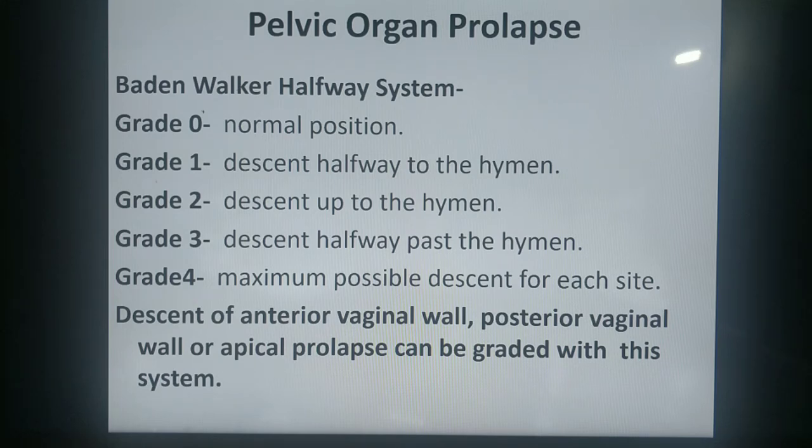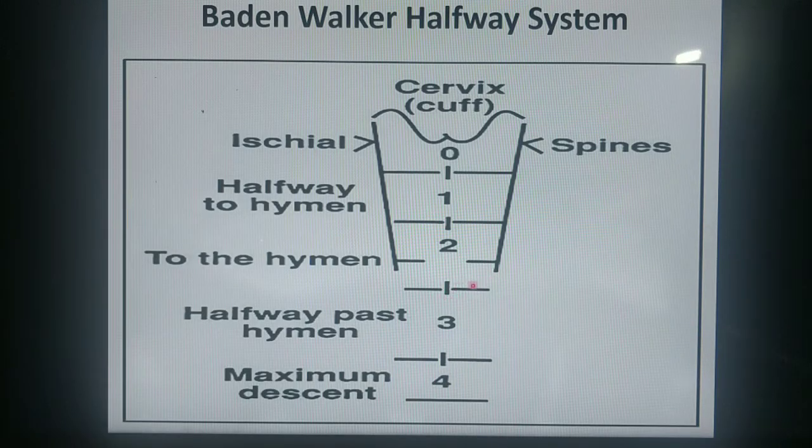Points above hymen. If this is the reference point, that is hymen, and this is the level of ischial spine, which is taken as 0 position. So between 0 and hymen, the space is divided into 2 halves. So up to half from ischial spine, this is grade 1 descent, and from half up to hymen is grade 2 descent. Likewise, beyond the hymen up to maximum descent, the space is divided into 2 halves. This is from hymen halfway up to maximum descent is 3rd grade, and beyond that is grade 4.